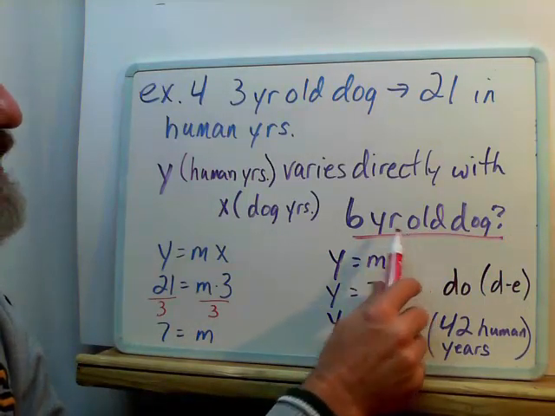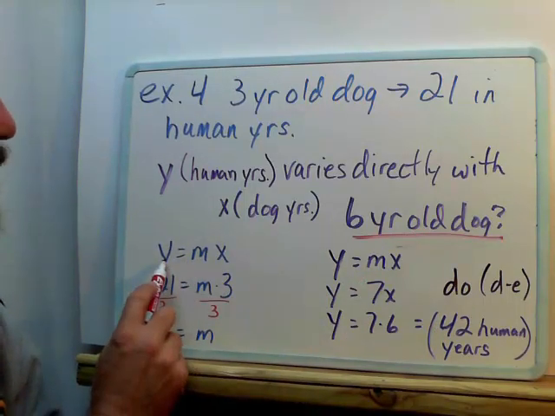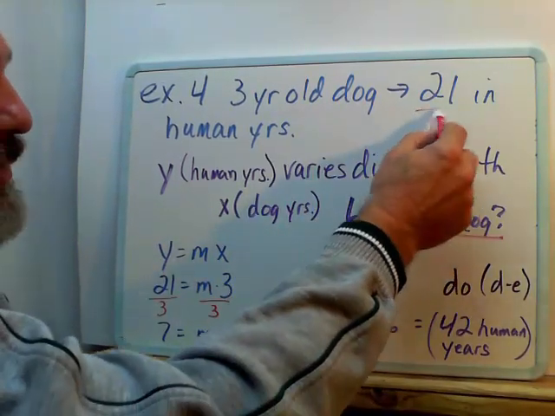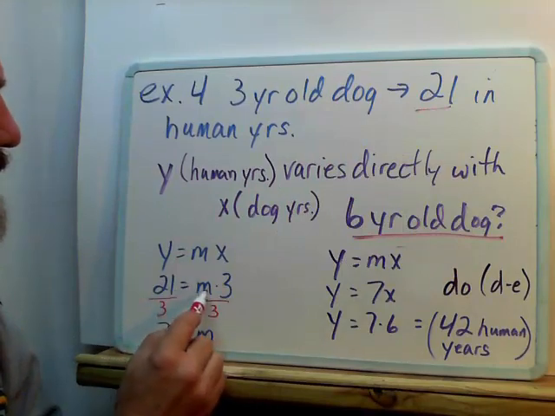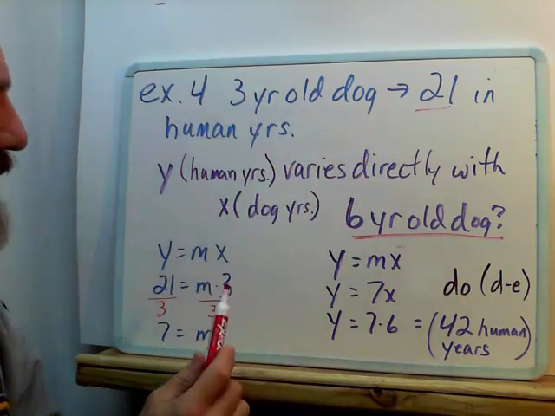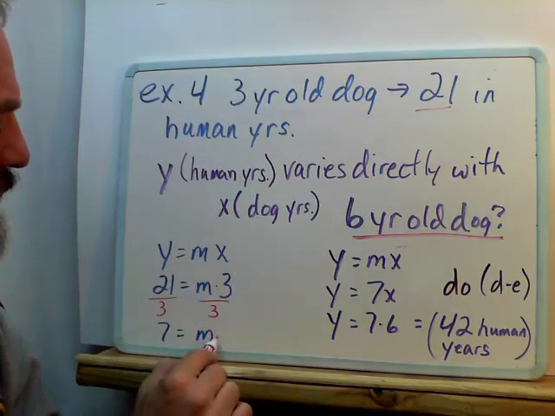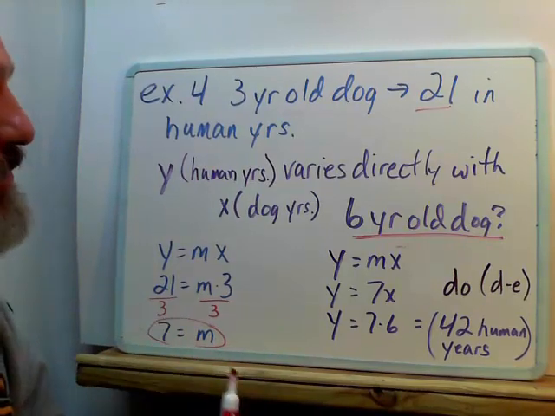So the first thing we need to do is set up an equation where we have y equals mx. We have y, which is our output, which is 21. 21 equals the slope times 3, the input of x. Divide both sides by 3, and we get 7 equals m. So m is our slope.